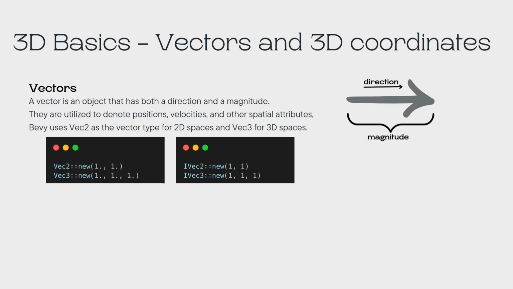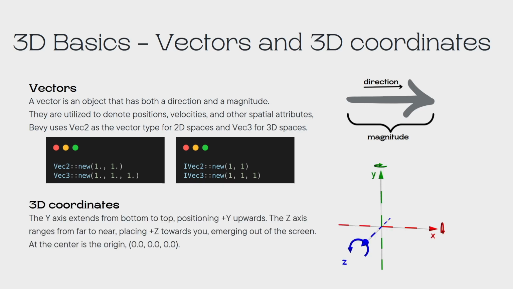We use vectors in combination with 3D coordinates to move game objects and define their positions in space. The y-axis in a 3D coordinate system in Bevy goes from bottom to top. So then you have the z that's going to be near to far. That basically means if you drew a vector, it would come out of your screen pointing at you. You're going to have x that's going to go from left to right.